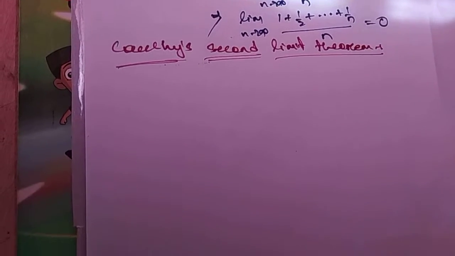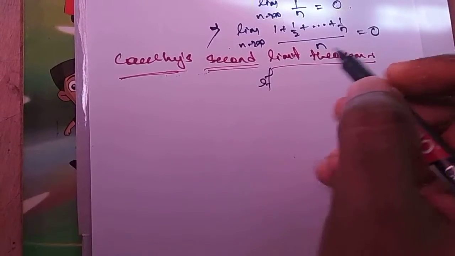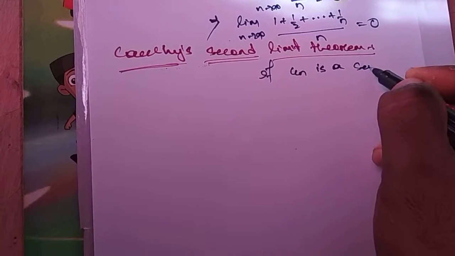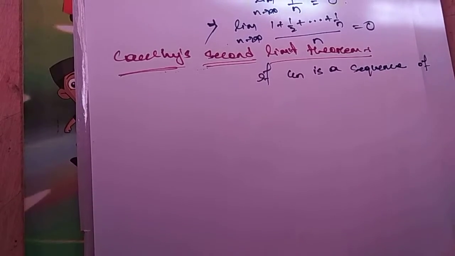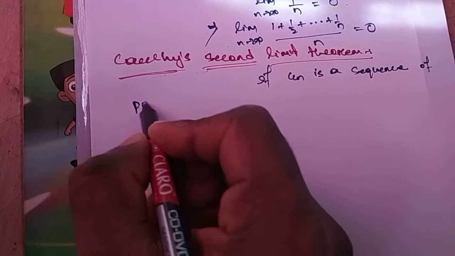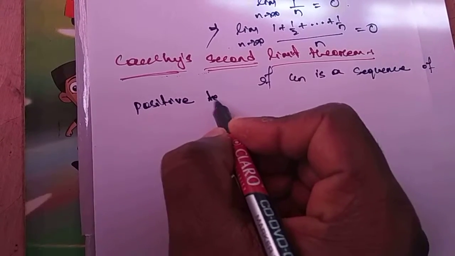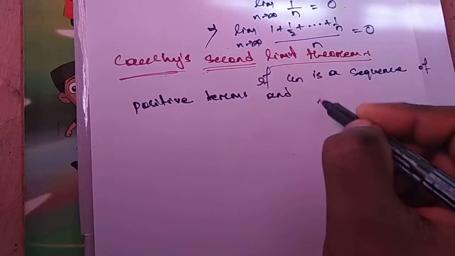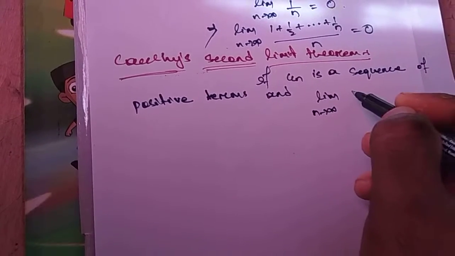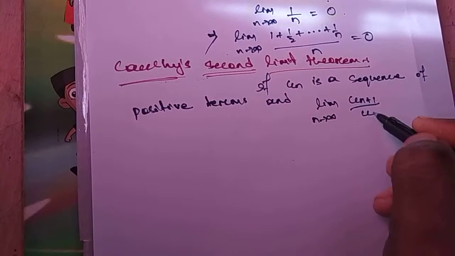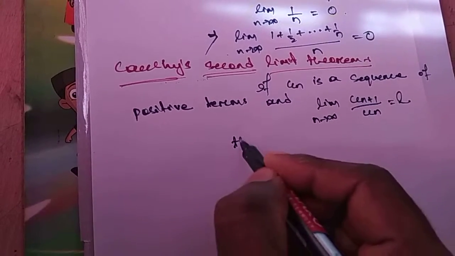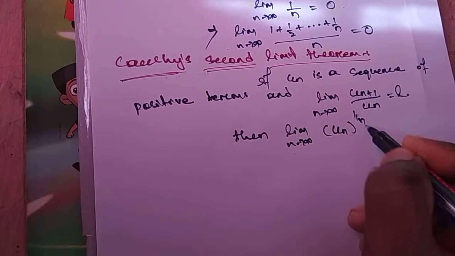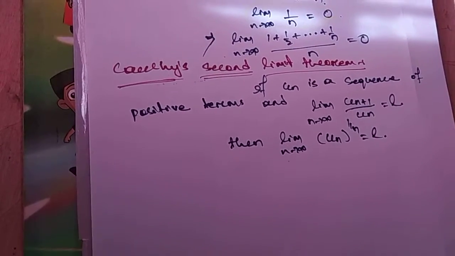Okay, Cauchy's second limit theorem, what it is saying: if un is a sequence of positive terms and limit n tends to infinity un plus 1 divided by un equal to L, then limit n tends to infinity un to the power 1 by n is equal to L. Okay, this is Cauchy's second limit theorem.